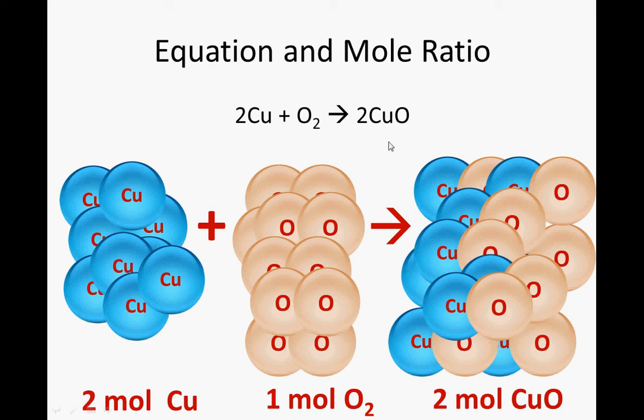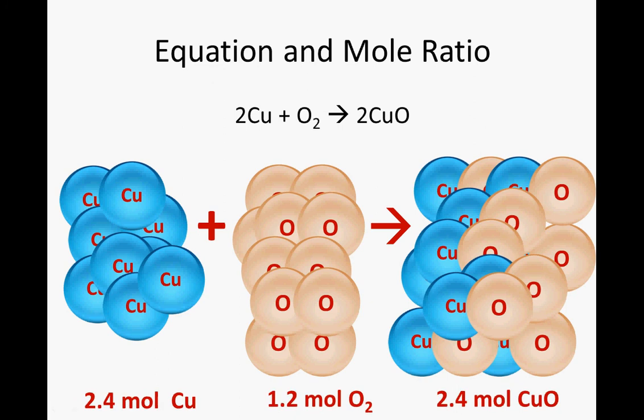It is still possible by this equation. This equation, in short, just specifies the mole ratio. We say the mole ratio of copper to oxygen to copper oxide must be 2 to 1 to 2. If there's 2 mole, then 1 mole, then 2 mole. 4 mole, 2 mole, then 4 mole. 2.4 mole, 1.2 mole, 2.4 mole. As long as the mole ratio is the same, we can still say this is a valid combination.